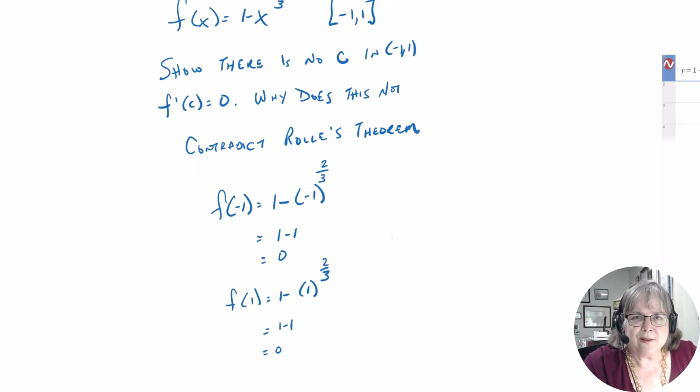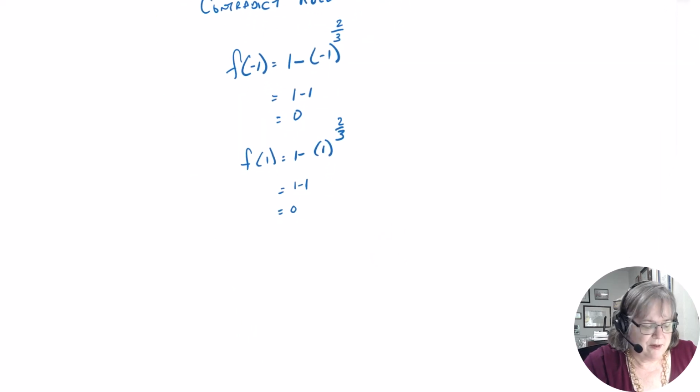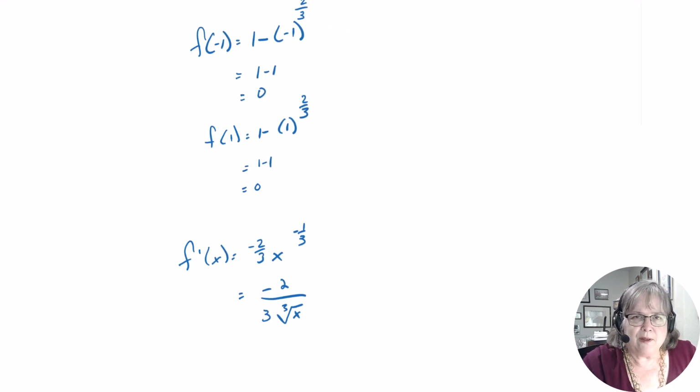But remember, Rolle's theorem says it has to be continuous and it has to be differentiable, right? So if you look at taking the derivative, you get minus 2/3 x to the minus 1/3. So this would be minus 2 over 3 cube root of x. And there is no way to get 0 when the numerator is negative 2. You could get 0 for x, but that just makes it undefined, right? But to get equal to 0, the numerator has to equal 0. So this is not going to be equal to 0.